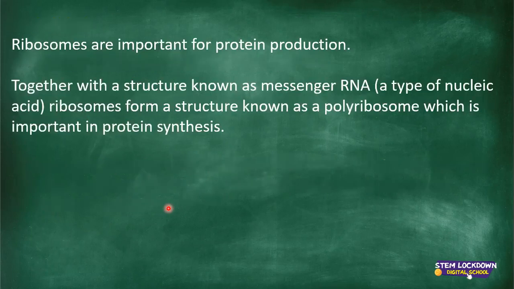Ribosomes are important for protein production, mainly because they are the site of protein synthesis. Without them, we wouldn't be able to make protein in that cell so efficiently. Together with a structure known as messenger RNA, this is a type of nucleic acid. We will discuss more about the different types of these nucleic acids when we discuss the topic of genes.